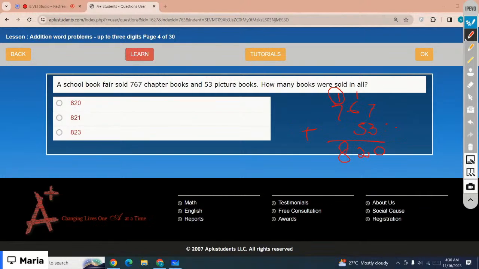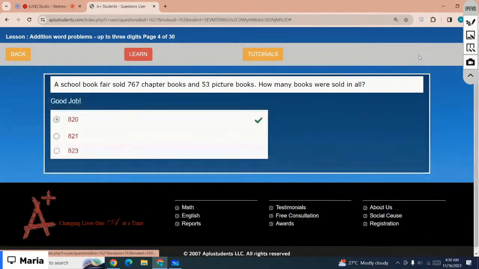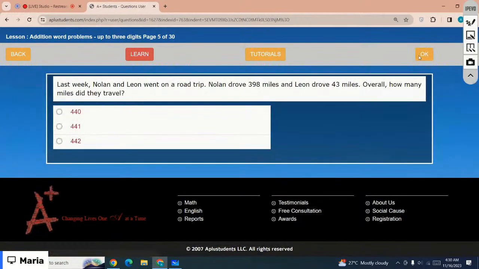Got it? Why don't you do it on your notebook? Why do you wait for me to do it? Where is your notebook and pencil? That is 820. Use your notebook and pencil and add them.